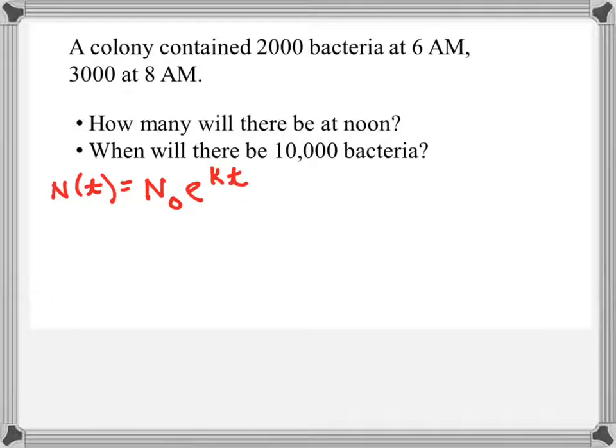Okay. A colony contained 2,000 bacteria at 6 a.m. and 3,000 at 8 a.m. How many will there be at noon? So we will use this function, N of t equals N sub 0 times e to the kt. The information that we're given, we're going to consider 6 a.m. to be time 0. That means 8 a.m. will be t equals 2.